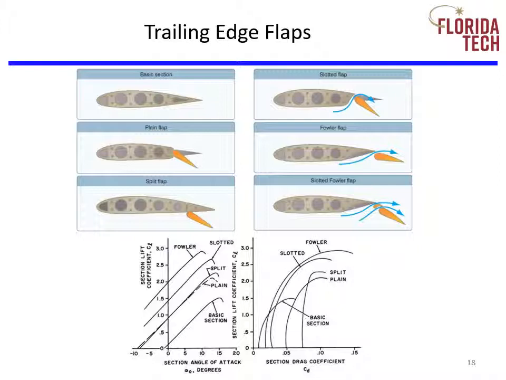The plain or simple flap is a simple hinged portion of the wing trailing edge. The split flap is essentially a plate deflected from the lower surface of the wing. The slotted flap is similar to the plain flap, but the gap between the main wing section and flap leading edge is given a specific contour so that the high energy air from the lower surface is directed to the flap upper surface when the flap is deflected. The high energy air from the slot re-energizes the upper surface boundary layer and delays separation.